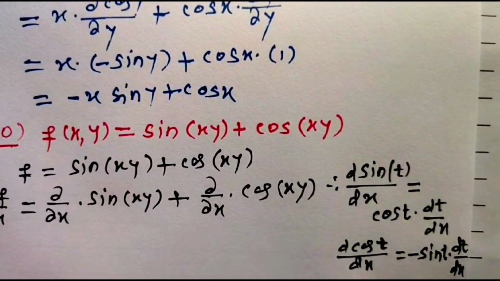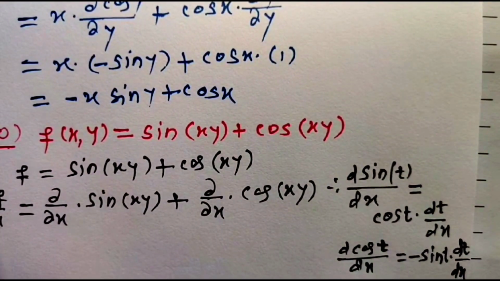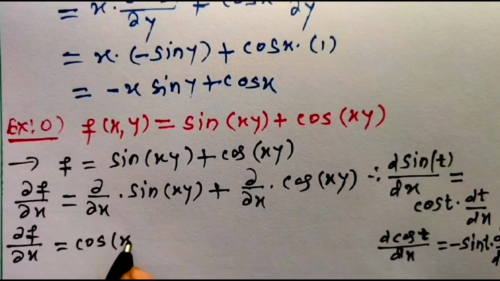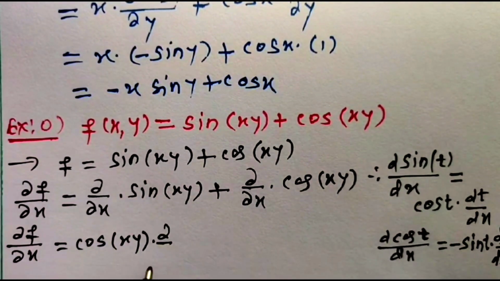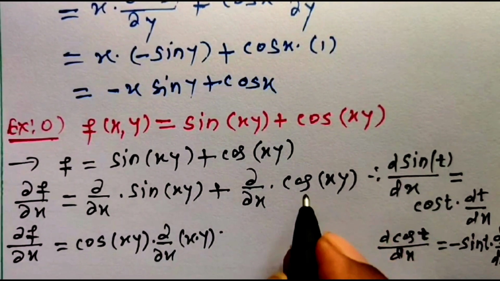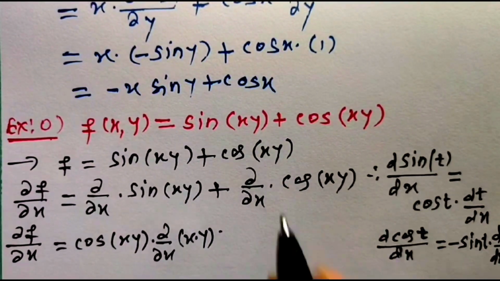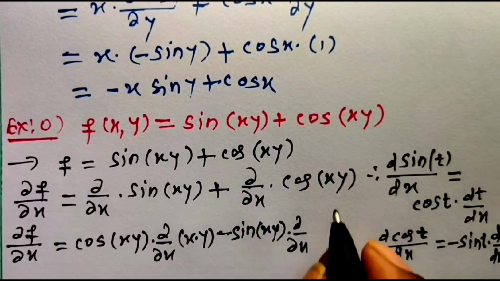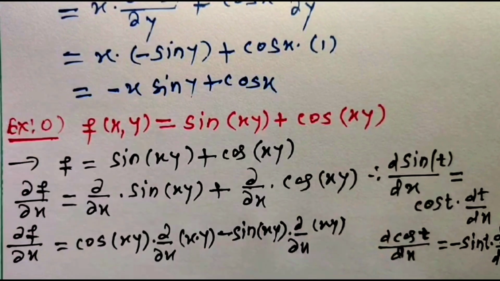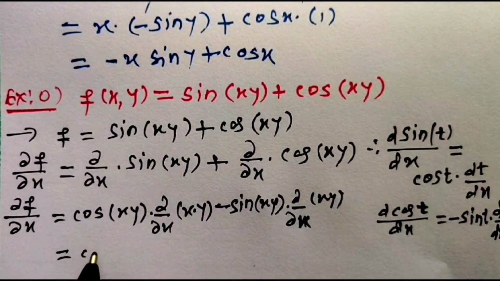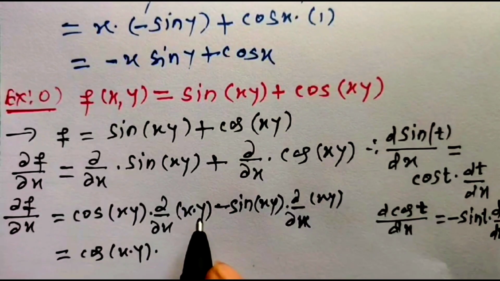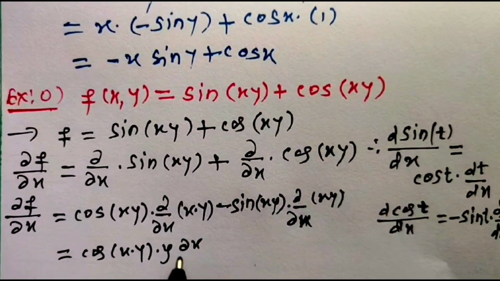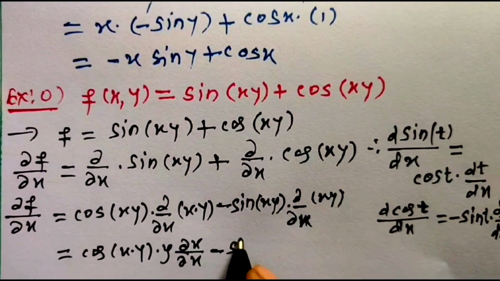Okay, applying these two formulae here. So partial derivative of f with respect to x is equal to derivative of sin is cos of x into y, and then partial derivative with respect to x of x into y. Derivative of cos of x into y, derivative of cos is minus sin of x into y into partial derivative of xy with respect to x. So this is equal to cos of x into y as it is, partial derivative of x into y with respect to x, means considering y as constant, y into partial derivative of x with respect to x, minus sin of x into y.